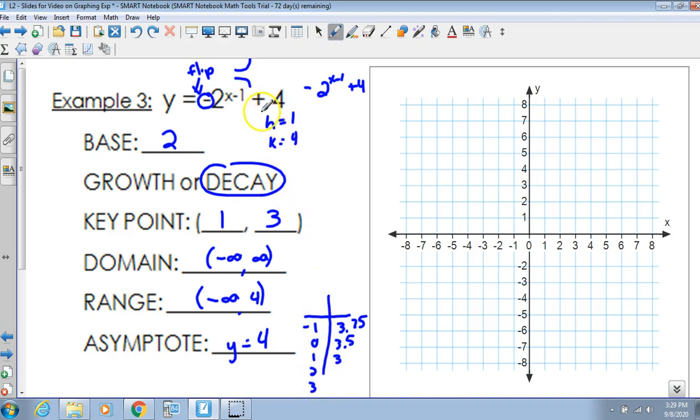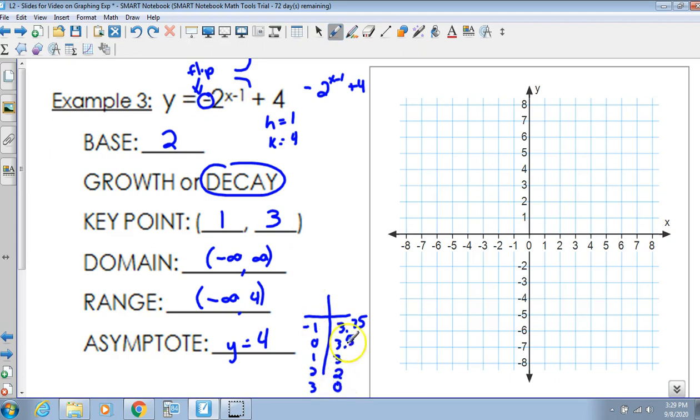If we plug in 2, 2 minus 1 is 1. 2 to the first power is 2. The opposite of that is -2 plus 4, which is 2. And if we plug in 3, 3 minus 1 is 2. 2 to the second power is 4. The opposite of that is -4 plus 4, which makes 0.